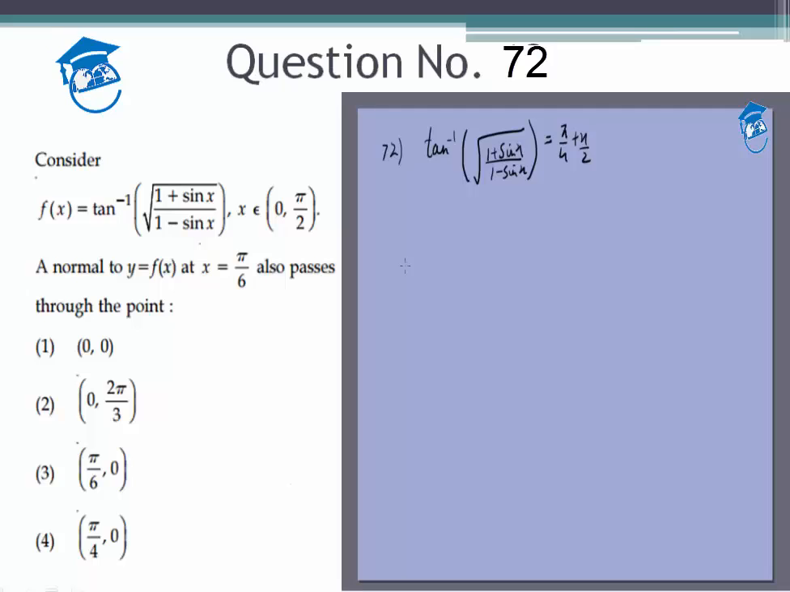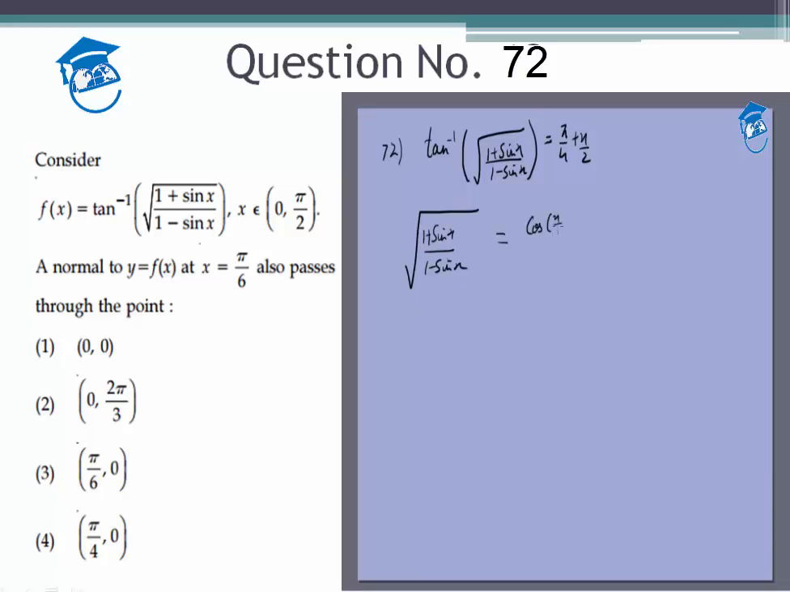It's not that hard. So root of (1 plus sin x) by (1 minus sin x). What we'll do is we'll write 1 as sin square x by 2 plus cos square x by 2 in both the numerator and denominator, and sin x we'll write as 2 sin x by 2 cos x by 2. So what we'll get is a square plus b square plus 2ab, and in the denominator a square plus b square minus 2ab, or (a plus b) whole squared by (a minus b) whole squared, and the root of that will give me (a plus b) by (a minus b).